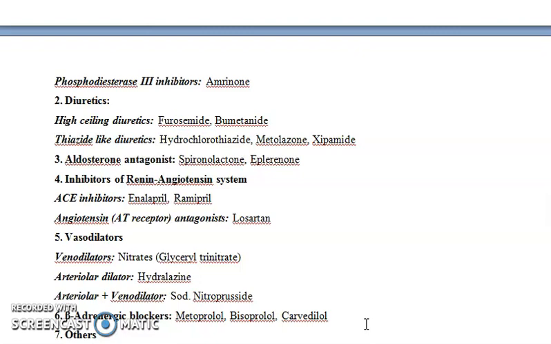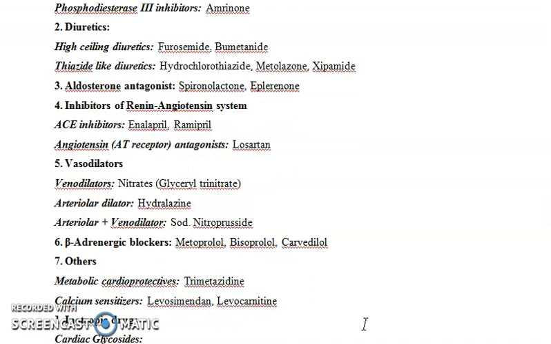Next class is the arteriolar dilator, that is hydralazine. The next one is arteriolar and venodilator, that is sodium nitroprusside. Coming to the sixth class, that is beta-adrenergic blockers, that is metoprolol, bisoprolol as well as carvedilol. And other classes of drugs are metabolic cardioprotectives as well as calcium sensitizers.